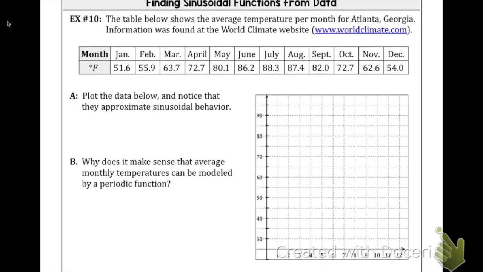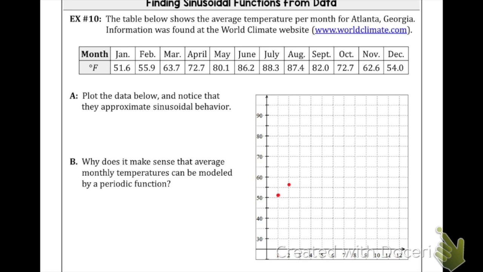Okay, let's finish up this little lesson with example 10. The table shows the average temperature per month for Atlanta, Georgia. Information was found from the World Climate website. Plot the data below and notice that they approximate sinusoidal behavior. So January we'll call 1, we're at about 51.6, so maybe right there. February, 55.9. Might be a little bit high, but that's okay.